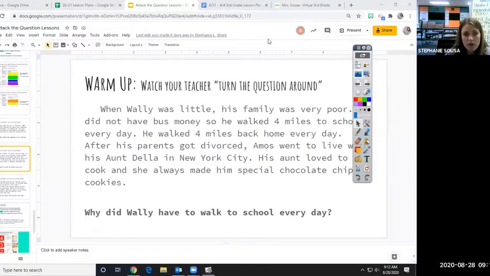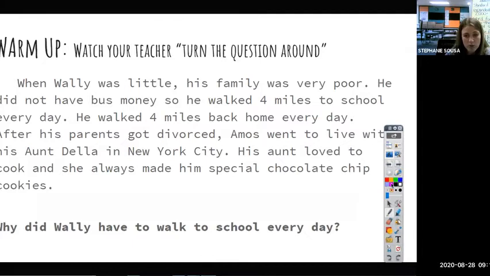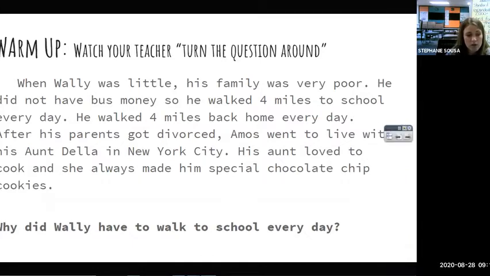So we know that when we are attacking a question, our first step is to read that question and understand what it is asking. We understand what it's asking by looking at the key words, which are our question words and our clue words. So let's look at this question. Why? This is a why question. I am looking for a reason or an explanation. Why did Wally have to walk to school every day? This question is about Wally. This question is about him walking to school every day, okay? So there's a person named Wally in this text, and they have to walk to school. I'm going to go find that in this text.